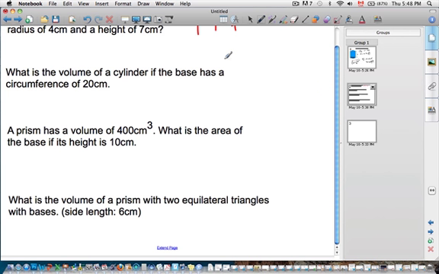So the answer to the first one is 4 squared times pi times 7. That was just a simple problem where you do area of the base times height. 4 squared times pi is the area of the base, times the height.